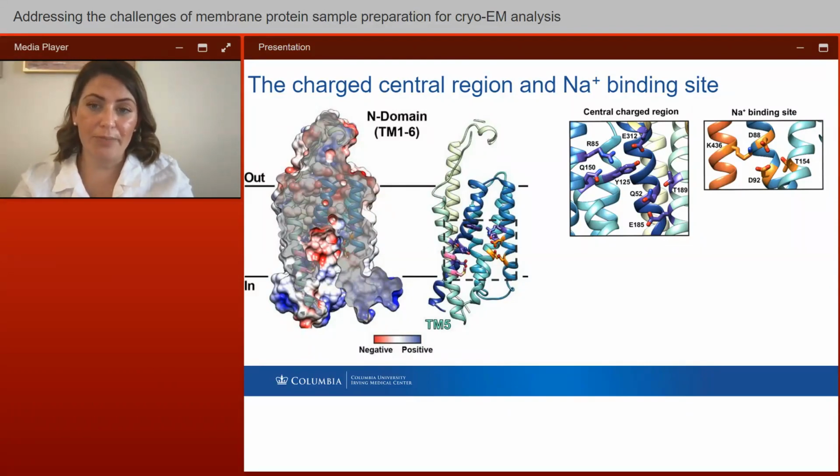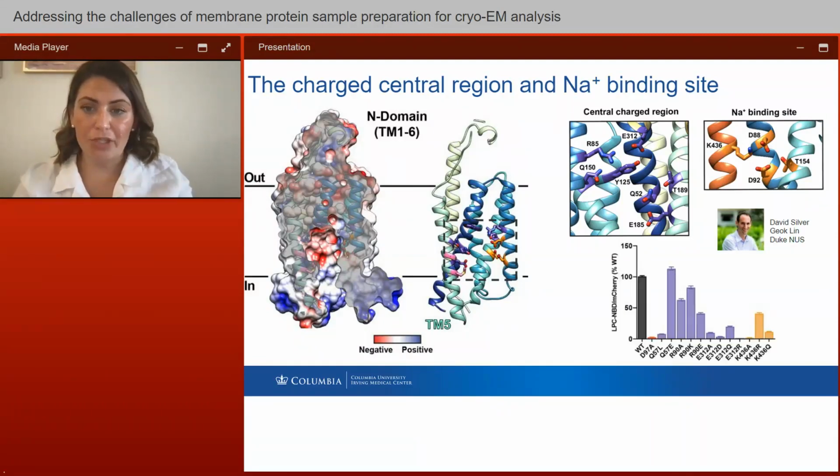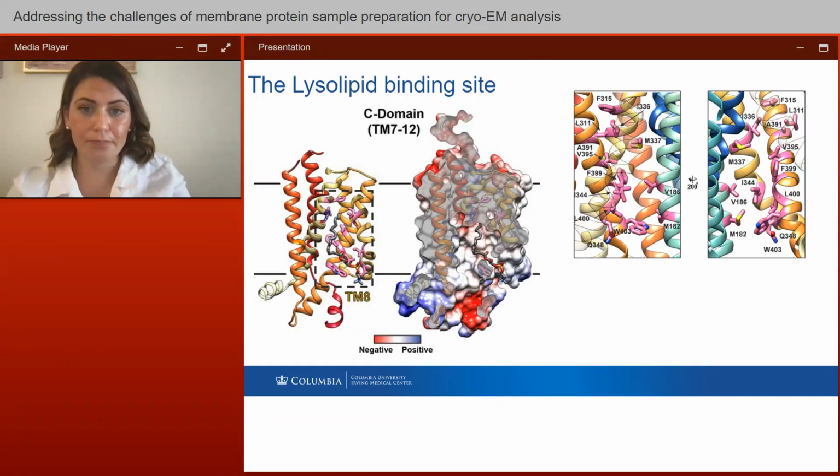And we thought this site looked really perfect for binding lysolipid head groups of our substrate. Of course, we wanted to confirm that these were functionally important, and so we did that in collaboration with David Silver. I'm not going to go through all of the data now, but we saw that a number of these, especially this E312, was particularly important for transport.